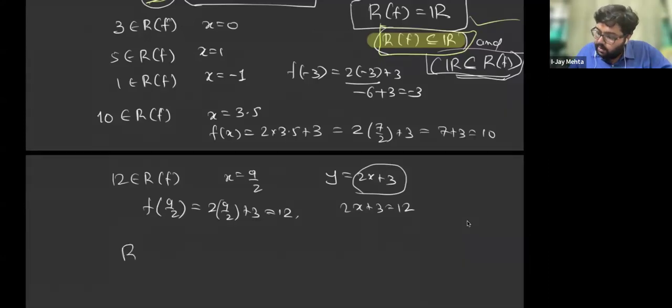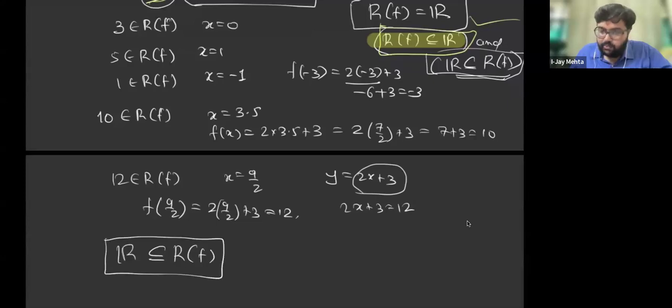R is a subset of range of f. Simple question. I don't understand why you are not answering. This is what we want to show: A is a subset of B. How do we show it?